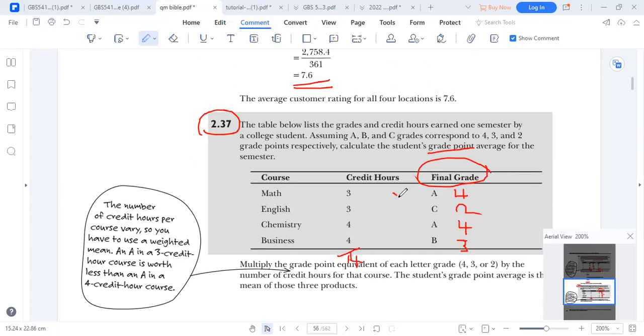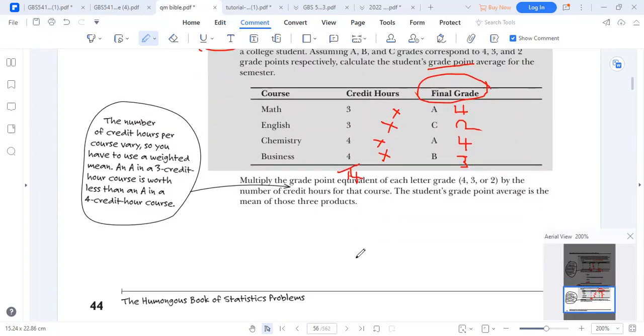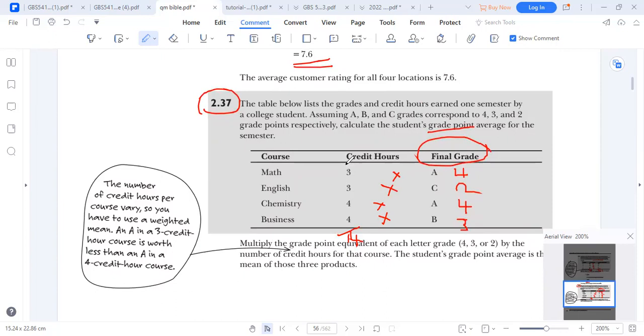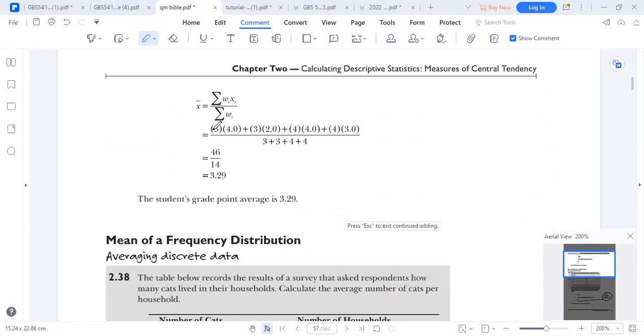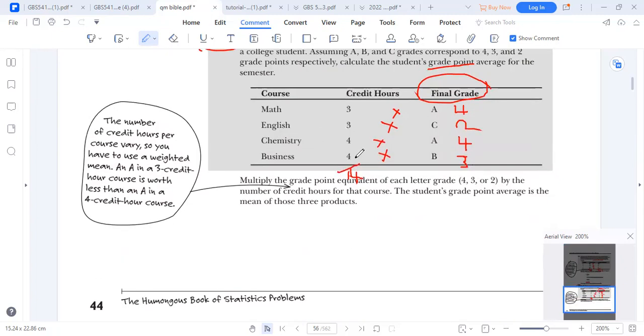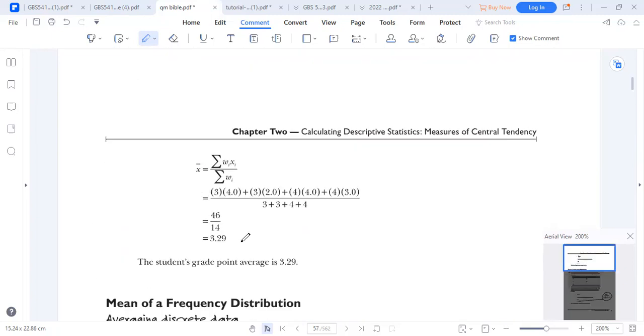Then just multiply these figures. 3 times 4 plus 3 times 2 plus 4 times 4 plus 4 times 3 divided by 14. So you divide by 3 plus 3 plus 4 plus 4. So you're dividing by the credit hours there. So you're getting the total for the credit hours there. This is what is going to give you the student's grade point average, which is 3.29.